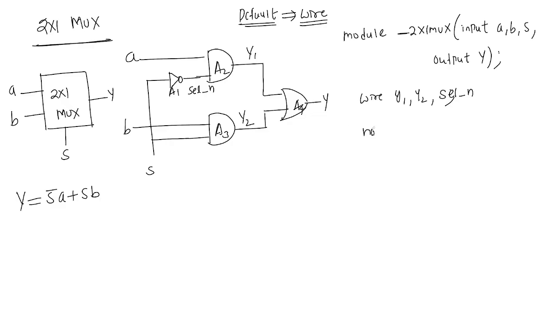So how to write this? For the not gate level primitive, the instance is a1. What are the input and output? Let us take the input as select, so the output is select underscore n and the input is select. And for the AND gate, a2, output.